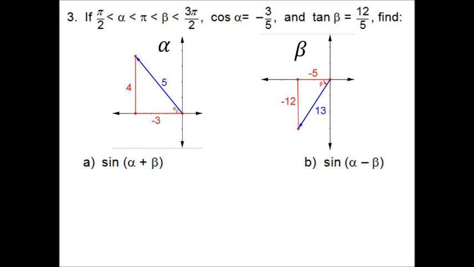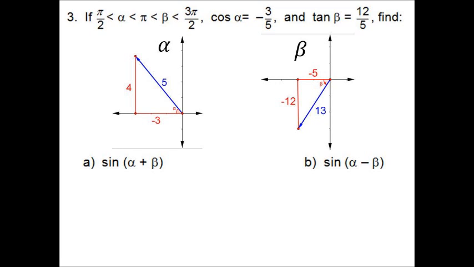Now, I already have them drawn out for you. When it tells us pi divided by 2 is less than alpha, which is less than pi, that's telling us that alpha is in the second quadrant. So that's why we have alpha drawn there. We know that the adjacent to that angle is going to be negative 3. The opposite side of that angle is going to be 4. And the hypotenuse is going to be positive 5.